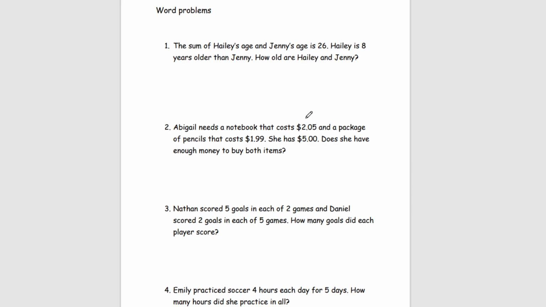And lastly, for our word problems, number 1, the sum of Haley's age and Jenny's age is 26. If Haley is 8 years older than Jenny, how old are Haley and Jenny? So we want to find what possible age combination can equal 26 when added together, but Haley is always going to be 8 years older than Jenny. So let's try this out.